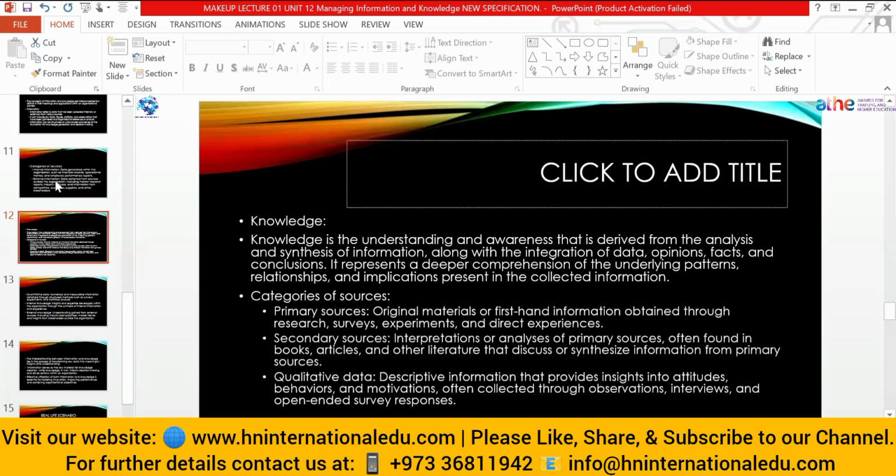How do we get that? From analysis and synthesis of information. We are going to do an in-depth analysis of everything we have in the information part. With the integration of data, we are going to amalgamate the data as well. We are going to conjoin them too so that we can make a proper decision. Opinions, facts: what do you think? What are the realistic things? How can we come up with a solution to this issue or problem, or take over a project or a company? It represents a deeper comprehension of the underlying patterns, relationships, and implications presented in the collected information.